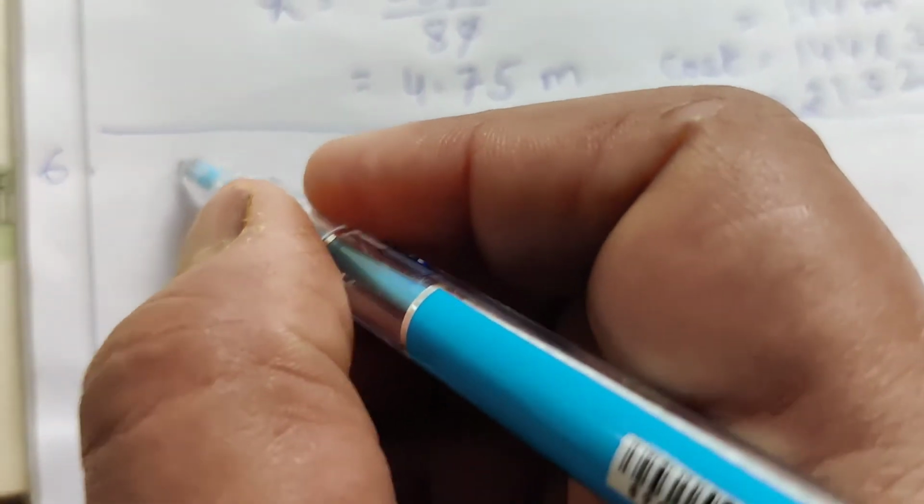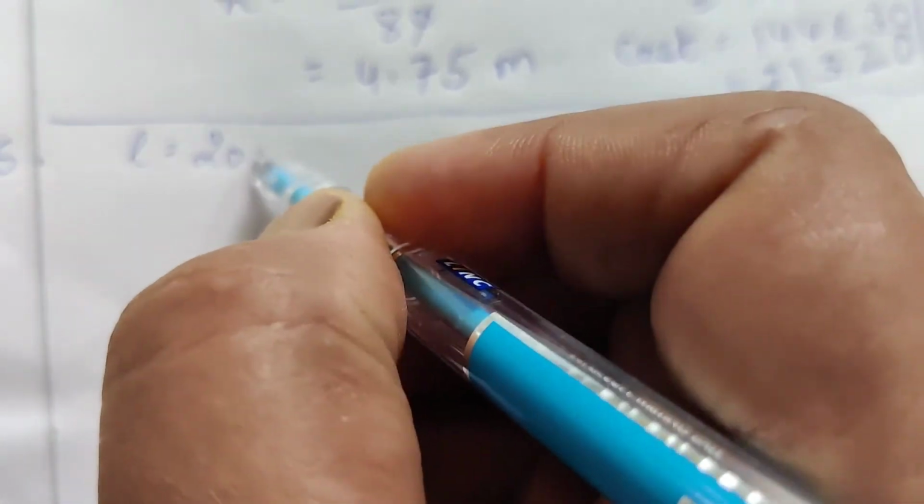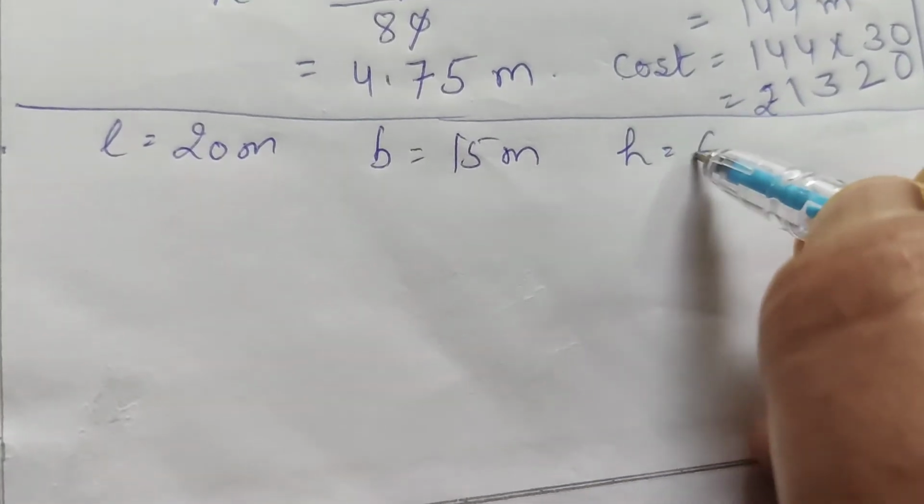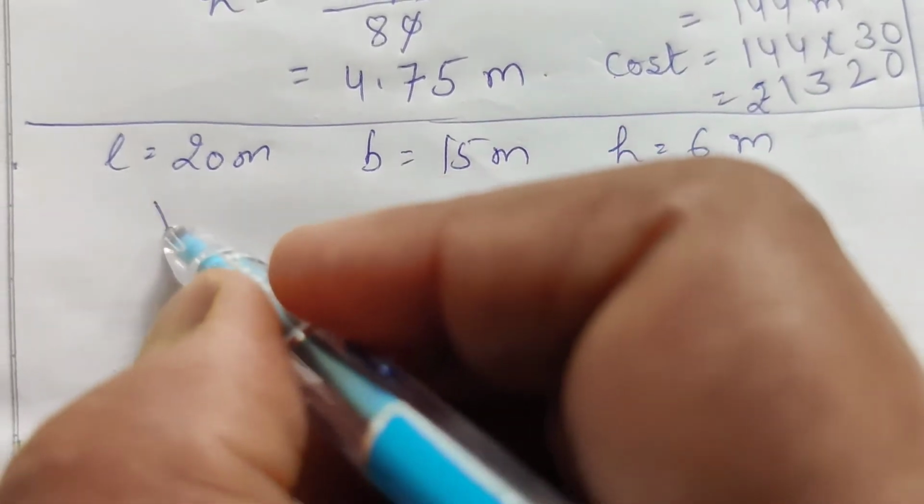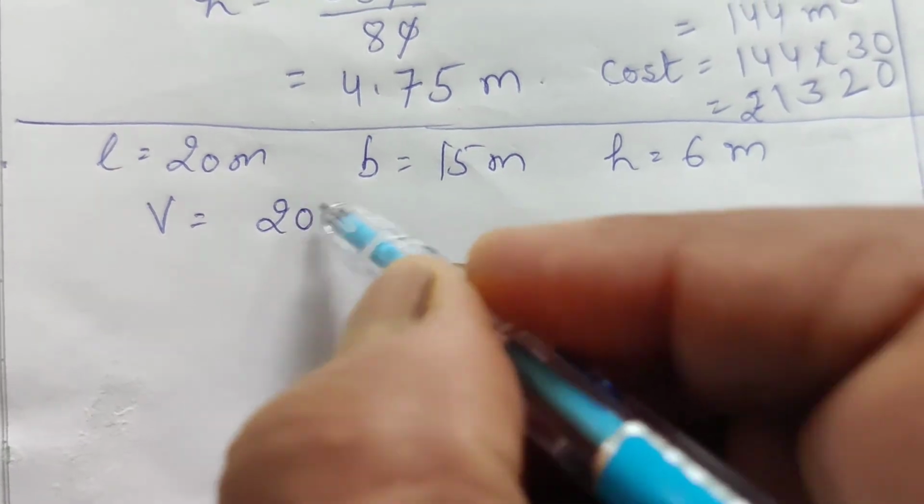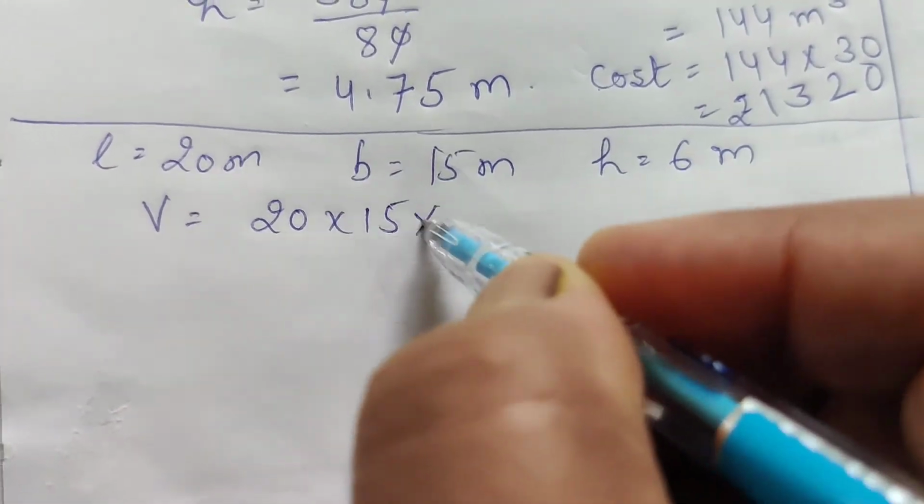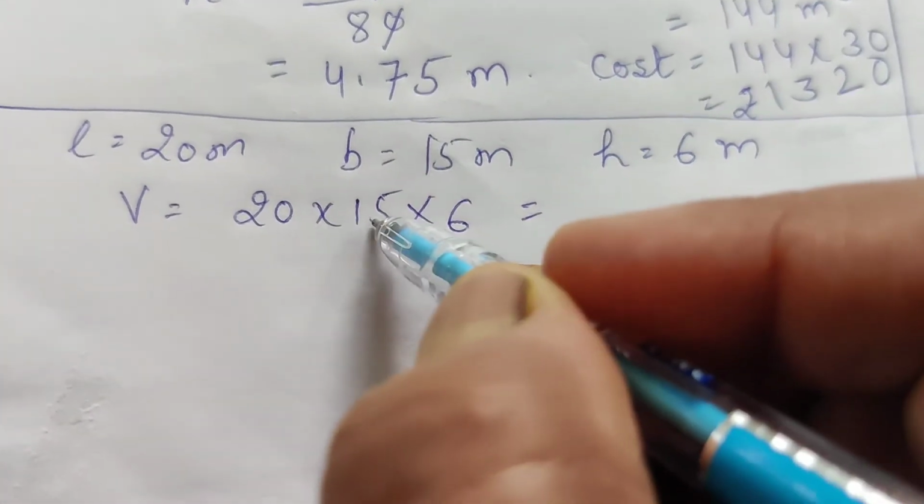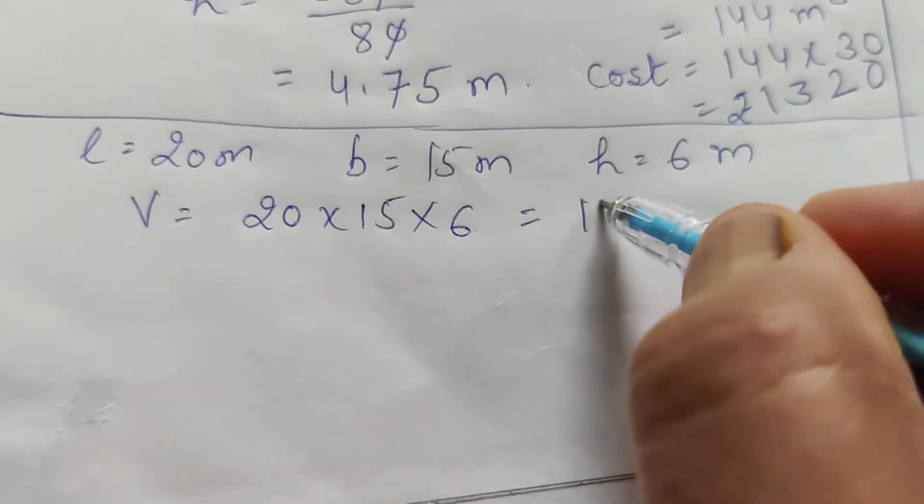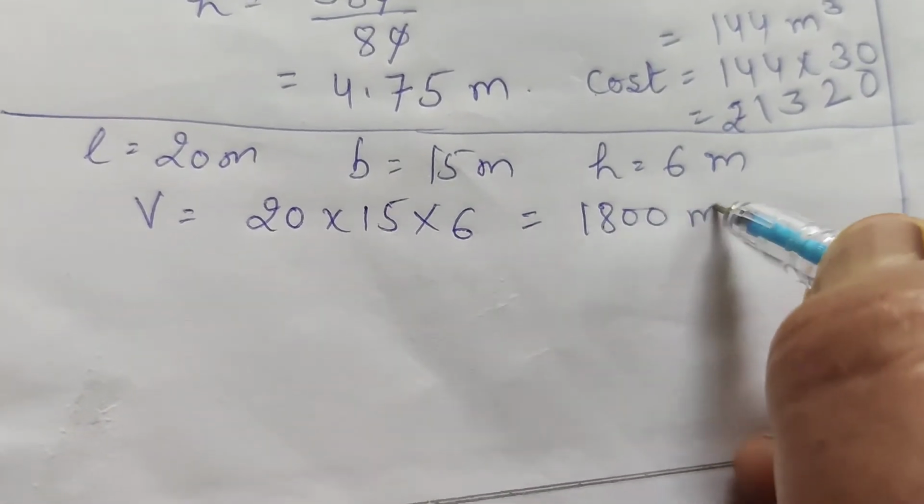Length equal to 20 meter, breadth equal to 15 meter and height equal to 6 meter. Now the volume of the tank is L into B into H. 20 into 15 is 300, into 6 is 1800 meter cube.